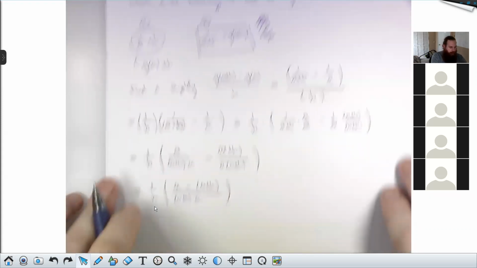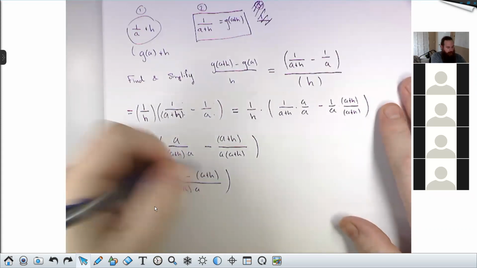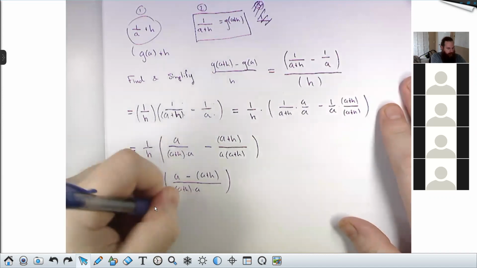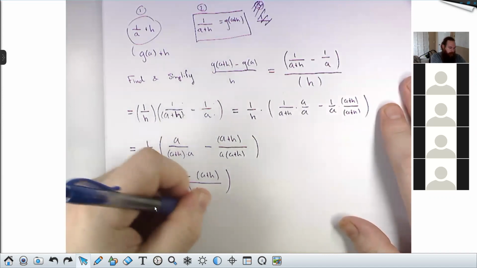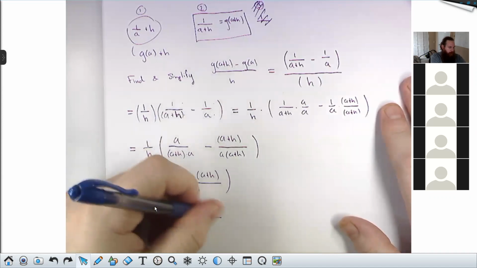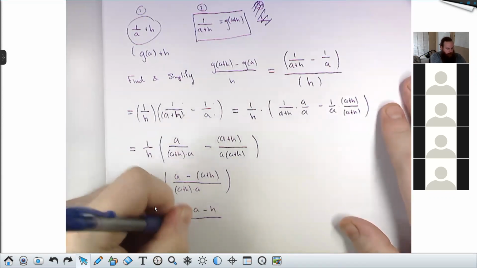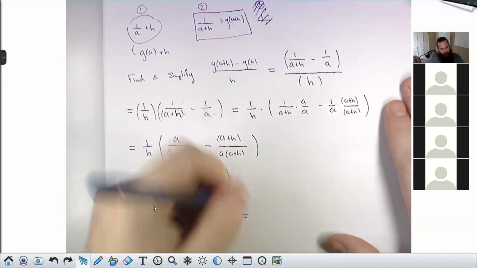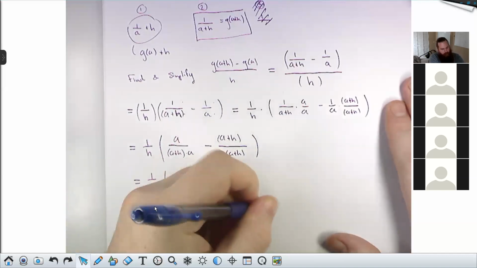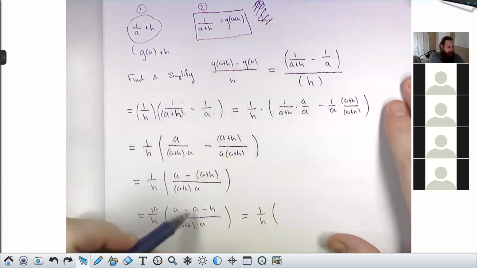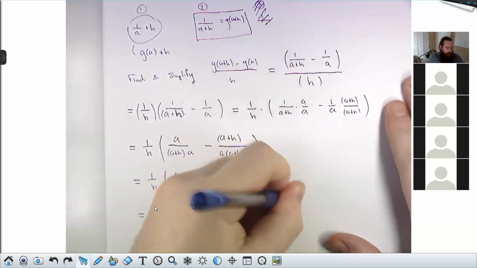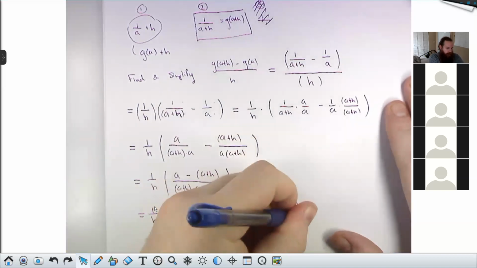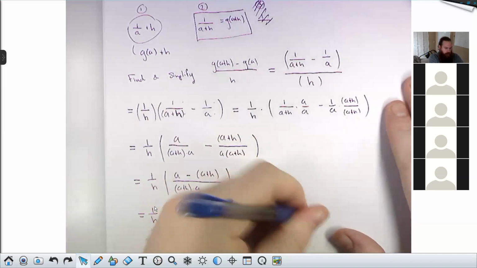Okay, then I'll go ahead and distribute this negative. I'll get 1 over h times a minus a minus h all over a plus h times a. That's the same as 1 over h times a minus a. Well, that's 0. So I'll have minus h over a plus h times a.